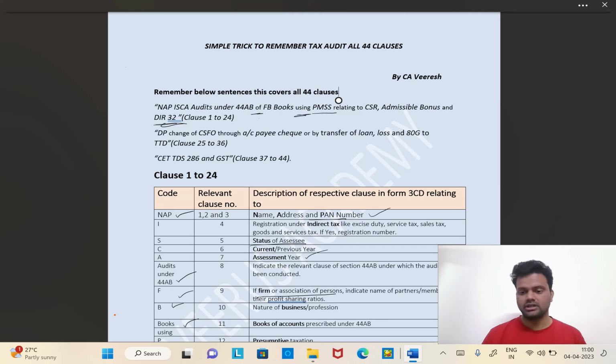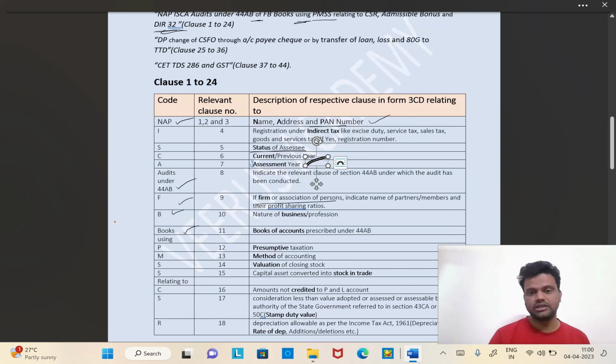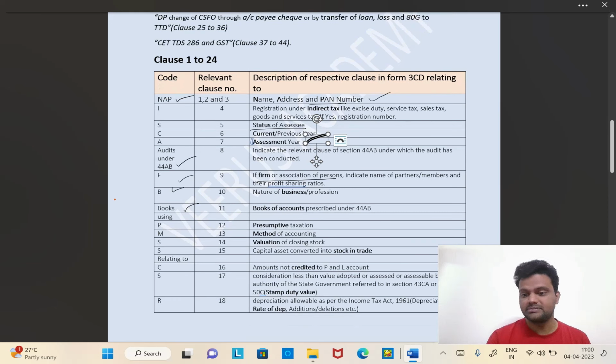How is that possible? I will show you each code and which clause it stands for. NAP means the first three clauses: name, address, and permanent account number. This is the basic information. And ISCA: I means indirect taxes registration, related to indirect taxes. And S means status of the assessee, whether the assessee is an individual or a firm.